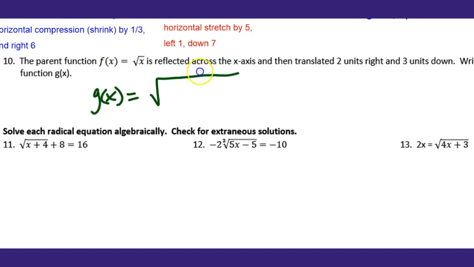So we have across the x-axis means negative out front. Translated 2 units right means x minus 2. That's to the right 2 units, and then down 3. So that will be our function for number 10.